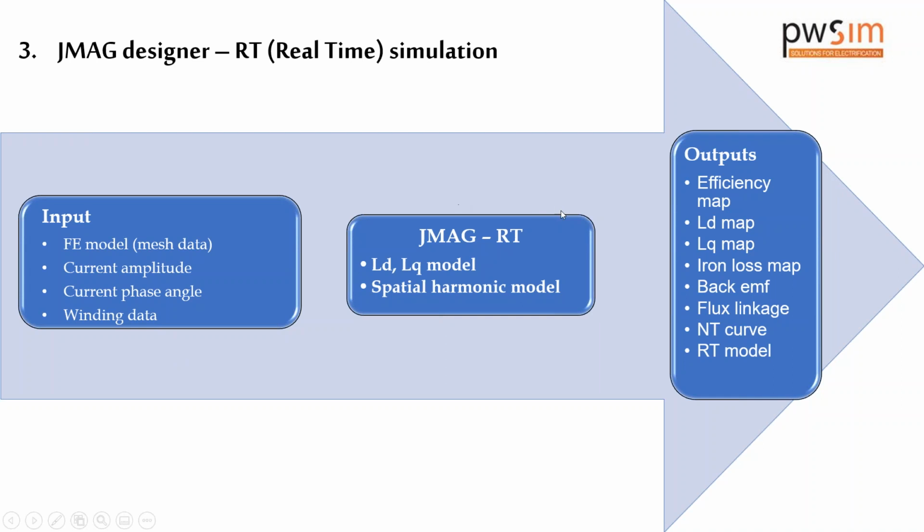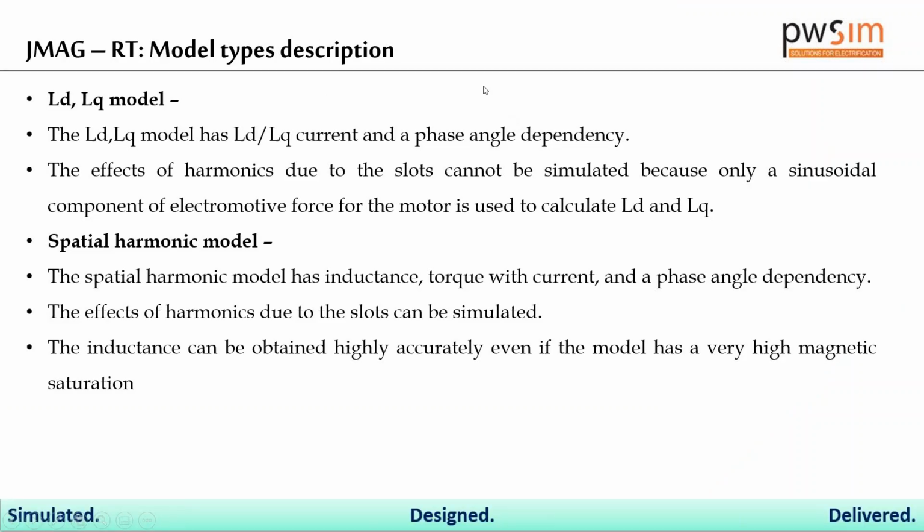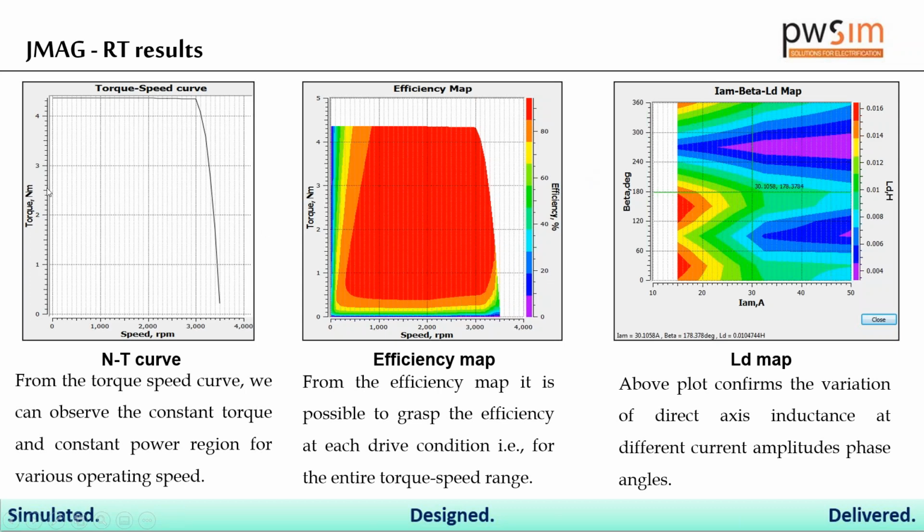So you can do two types of analysis in RT, the LD-LQ model and the spatial harmonic model, and you can obtain these many outputs using RT. You can see the efficiency map, the LD-LQ map, the flux linkage map, etc. So this is a little complex thing, I will show you.